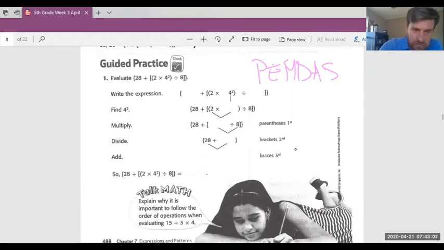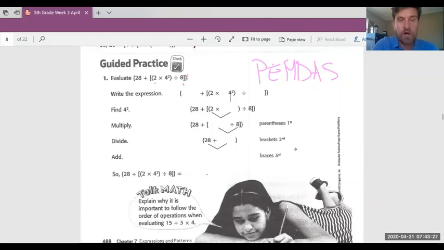We have parentheses right here. We have brackets right there. And we have braces right there. So we got a lot more work to do before we can even get to exponents, multiplying, dividing, adding, and subtracting. So let's just get to those.